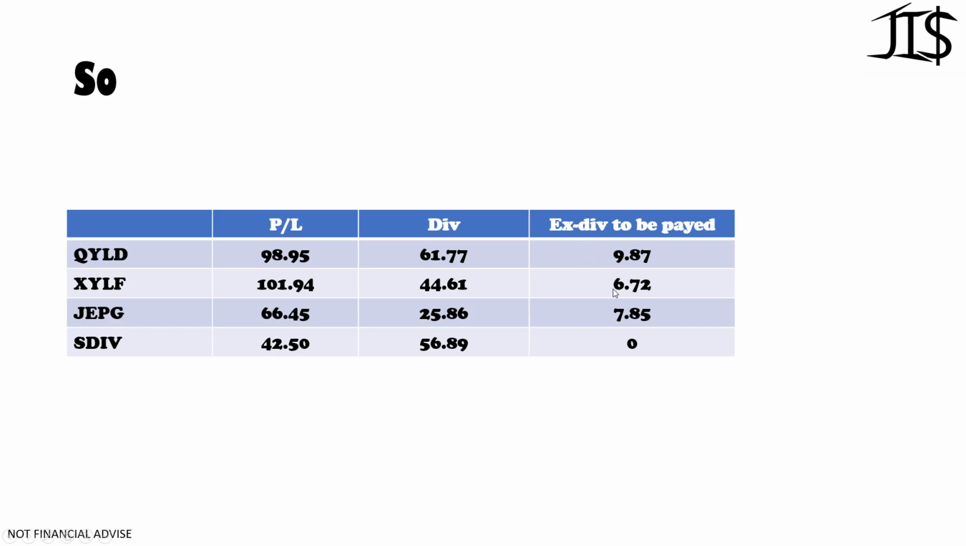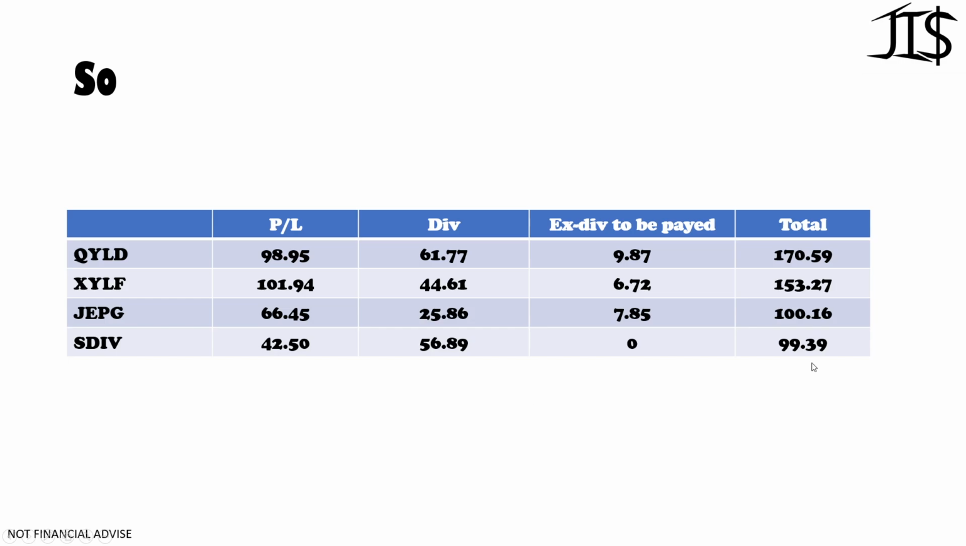Then the ex-dividend, that still needs to be paid. So for QYLD and XYLF, it's 9.87 and 6.72 Swiss francs. And for the JP Morgan one, it's 7.85. The SDIV one, it's still coming. It's around the 20th of July, the 18th of July or something, that the ex-coupon date is going to happen. And if you add all that up, then you have a total value for QYLD of 170.59. For XYLF, it's 153.27. For JEPG, it's just over 100, and for SDIV, it's just below 100.